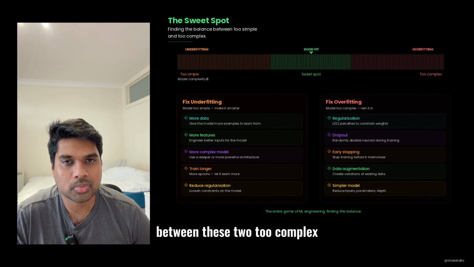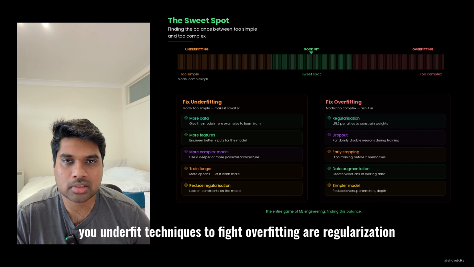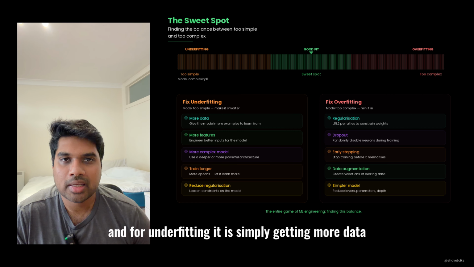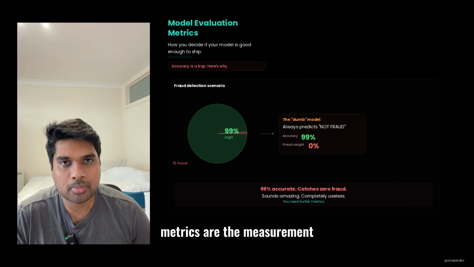Techniques to fight overfitting are regularization, dropout, early stopping, and data augmentation, and for underfitting, it is simply getting more data. Number 15, model evaluation metrics are the measurements you use to decide if your model is actually good enough to ship. Let's start with accuracy and why it's a trap.